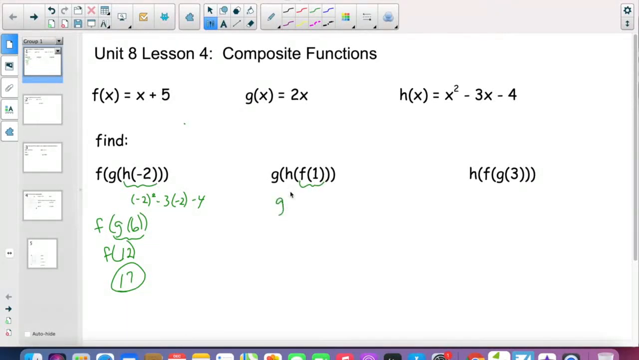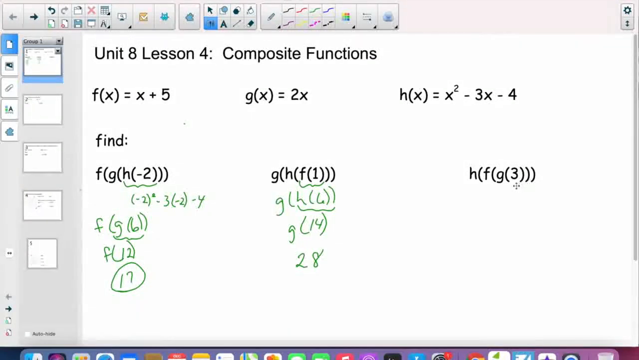So then I'm going to have g of h of 6. The next thing I'm going to do is h of 6. So I'm going to plug 6 into the h function. Well, 6 squared is 36. Minus 3 times 6 is 18. So 36 minus 18 is 18. And 18 minus 4 is 14. So if I plug 14 into the 2x, I end up with 28.